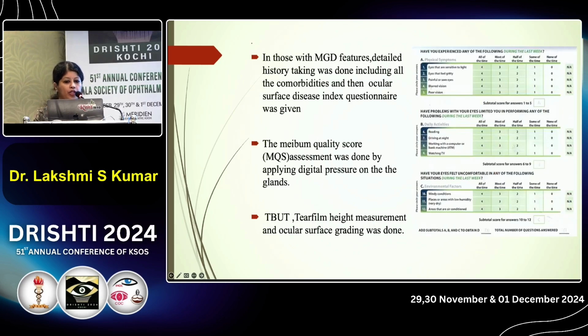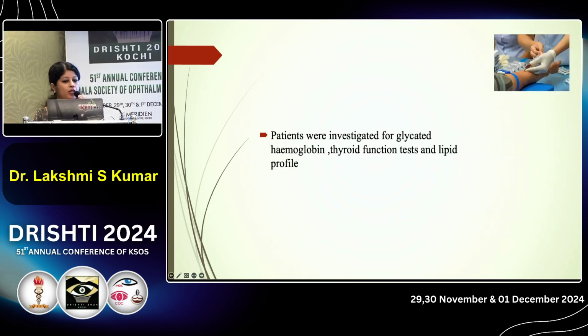In those with MGD features, detailed history taking was done, including all the comorbidities, and then ocular surface disease index questionnaire was given. The MEIBOM quality score assessment was done by applying digital pressure on the glands. Tear film breakup time, tear film height measurement, and ocular surface grading was done. Patients were investigated for glycated hemoglobin, thyroid function test, and lipid profile.